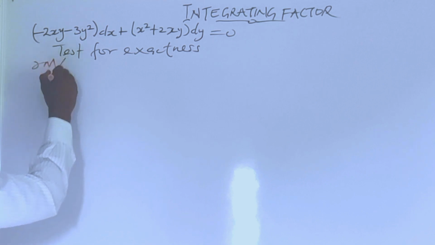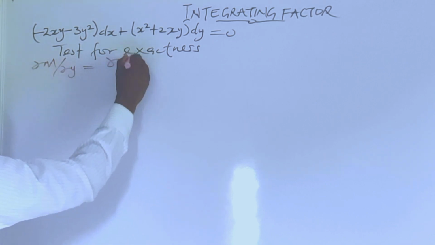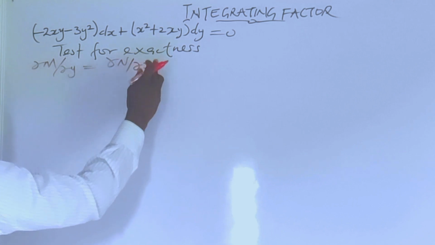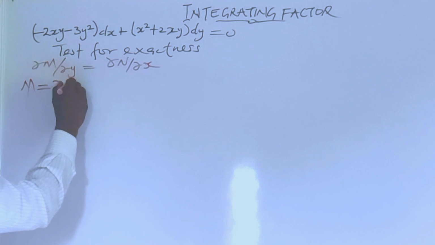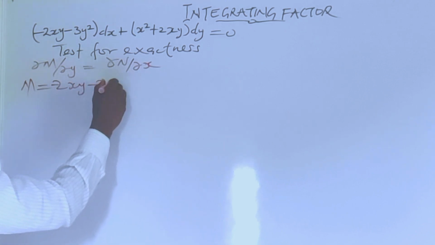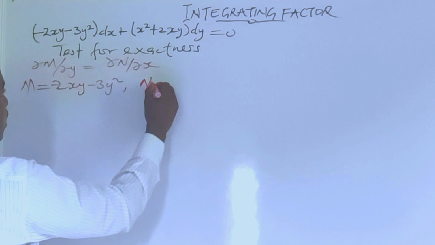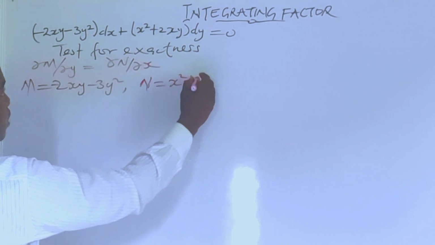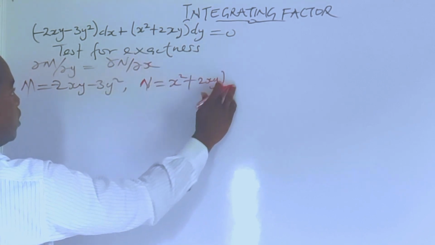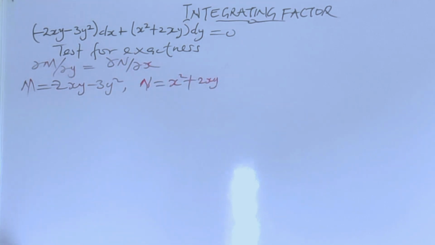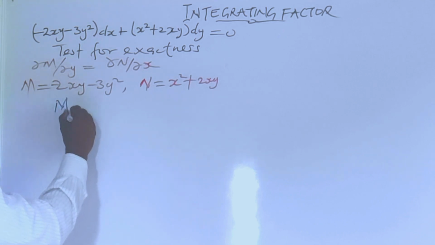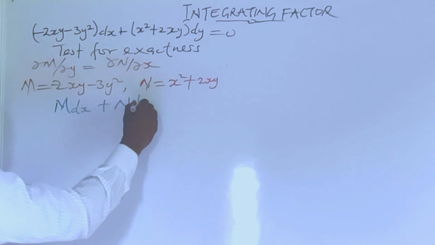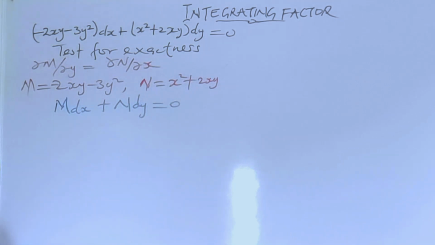For a differential equation to be exact, the partial derivative of M with respect to y must be equal to the partial derivative of N with respect to x. In this case, we set M equal to negative 2xy minus 3y squared, and N equal to x raised to power 2 plus 2xy. Those are M and N respectively. You probably remember that generally a differential equation is of the form M dx plus N dy, and that is how I set M and N.